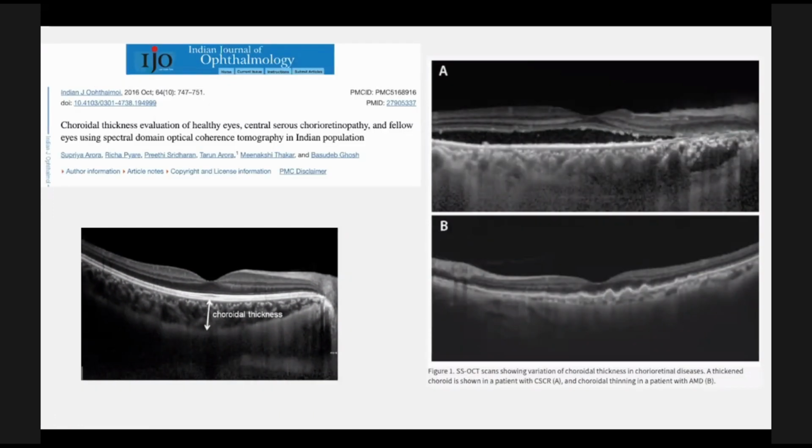6-7 years back, I published a paper where I studied on EDI OCT, or enhanced depth imaging OCT, how choroidal thickness differs between diseases. On the left side is a healthy eye, and on the right side top, there is central serous chorioretinopathy with increased choroidal thickness. And at the bottom is age-related macular degeneration with a thinned out choroid.